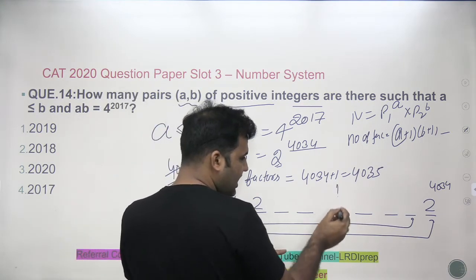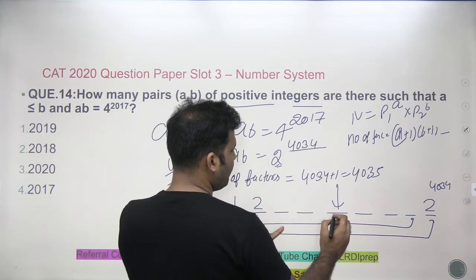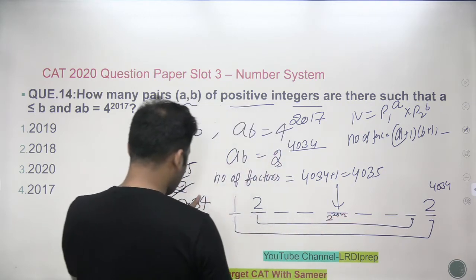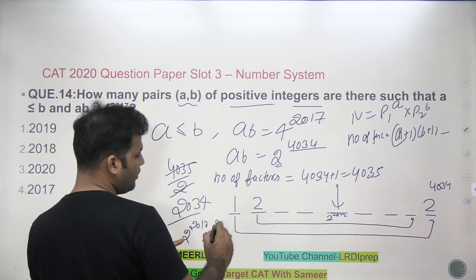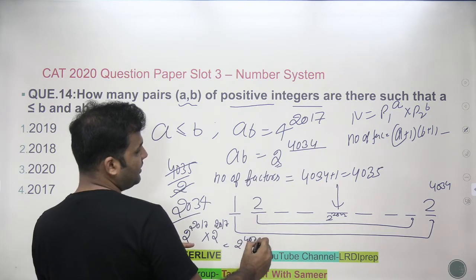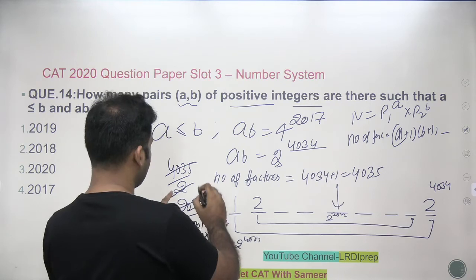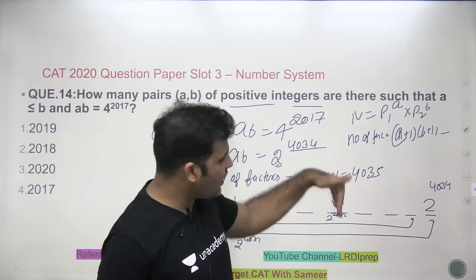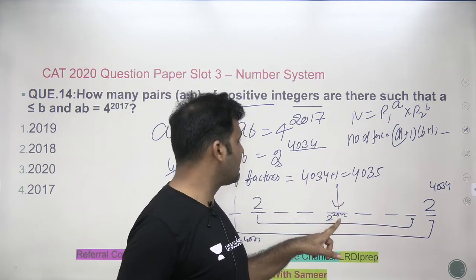And one middle number will be left, which will exactly be the square root of this number, and that number would be 2 raised to power 2017. Now this number, when multiplied by the number itself, will also give you the product 2 raised to power 4034. That means apart from this 2017 pair, there is one number in the middle itself, which on being multiplied by itself will give you the same number.